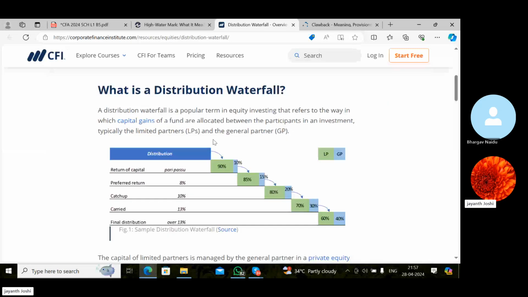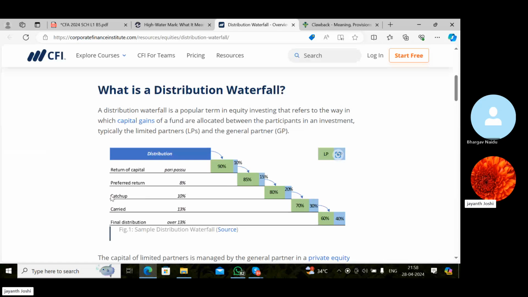This is the distribution waterfall. Like here to here to here, the water falls in this way, right? Return on capital is nothing but whatever you have invested, you've got some return. So 90% goes to LP and 10% to GP. Preferred return, that means some hurdle rate, right? And 85 goes to LP, 15 to GP.